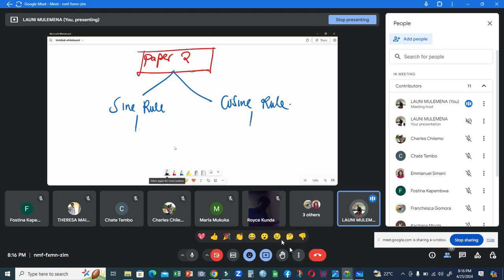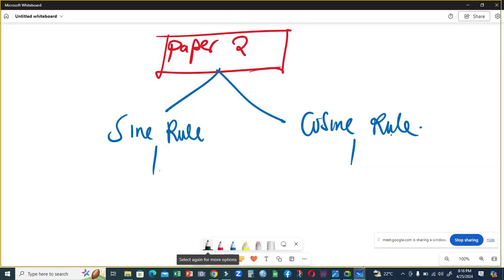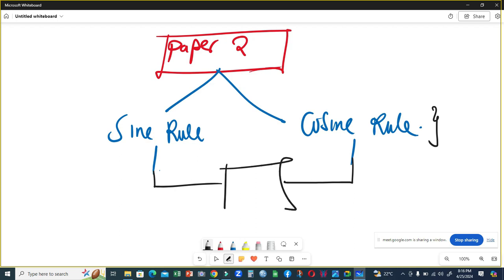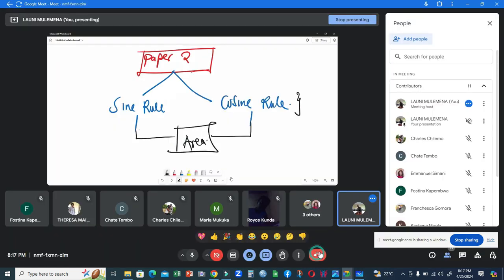Now, after we are done with this stage where we are saying it's either sine rule or cosine rule, the next question that they'll ask you, regardless of whether it's a sine rule or cosine rule, is about the area. The area of a triangle. Always. Guys, this does not change. The concept is always constant. The second question mostly is about the area.